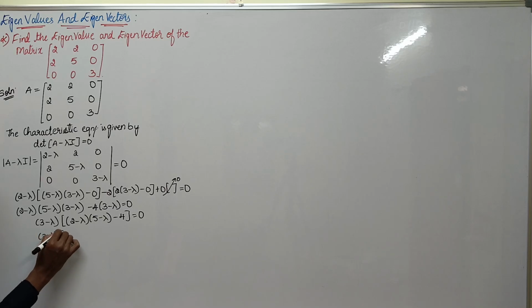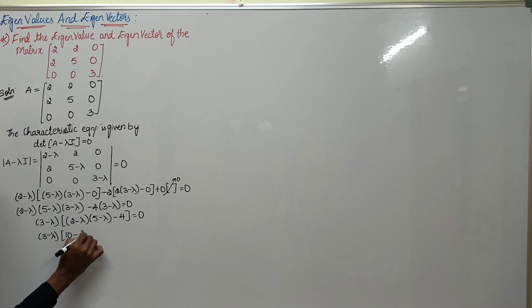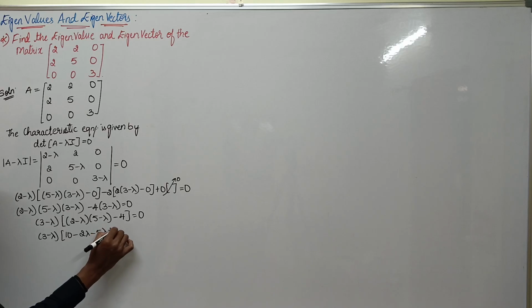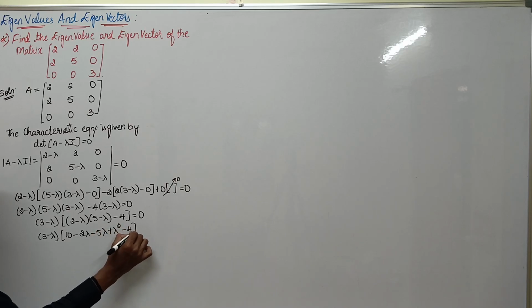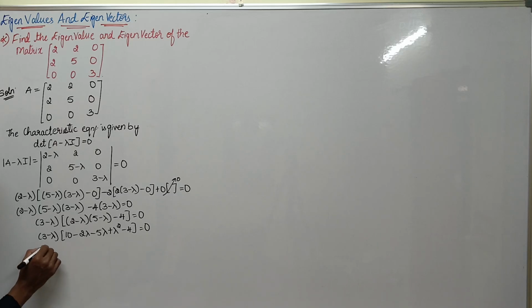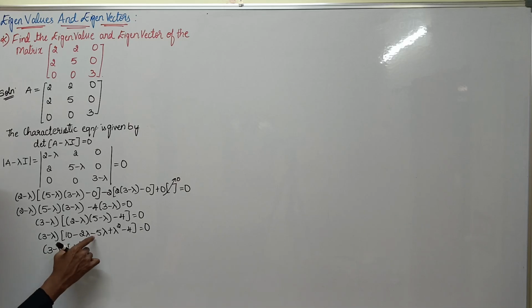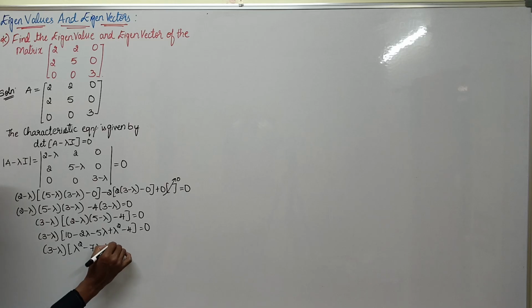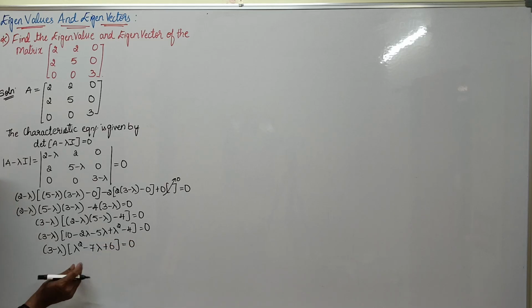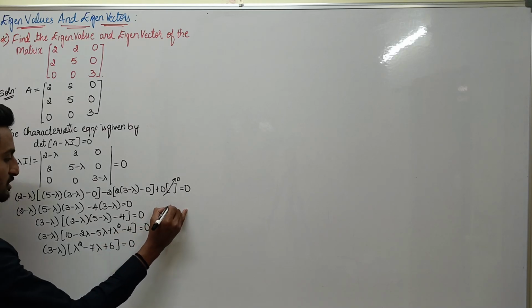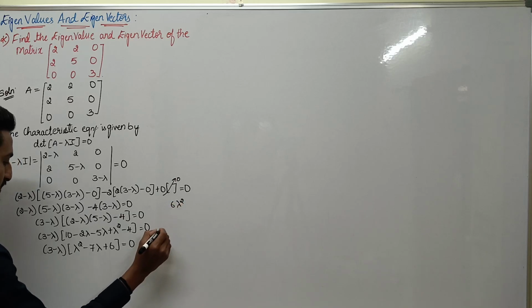3 minus lambda into 5, 2 fives are 10, 2 into minus lambda is minus 2 lambda, minus 5 lambda, plus lambda square, minus 4, which is equal to 0. 3 minus lambda into lambda square minus 2 lambda minus 5 lambda, that is minus 7 lambda, 10 minus 4 plus 6, which is equal to 0. Factorize this term, you will get the roots, that is lambda square.